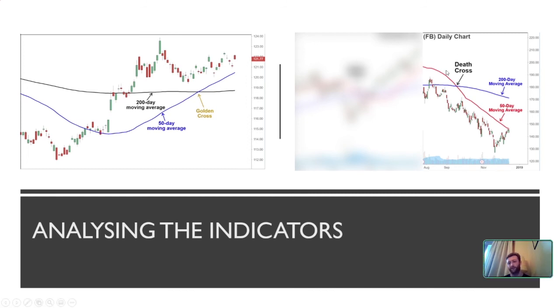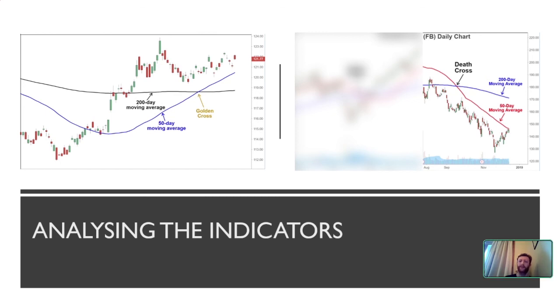As you might guess, the death cross is the reverse. So that's where the shorter term moving average, this red one, has crossed below the longer term moving average, the blue one, and it's indicating that the recent action has been a lot more negative or bearish. And so that could be taken as an indicator to sell the stock, so you don't get hit by the big move downwards.